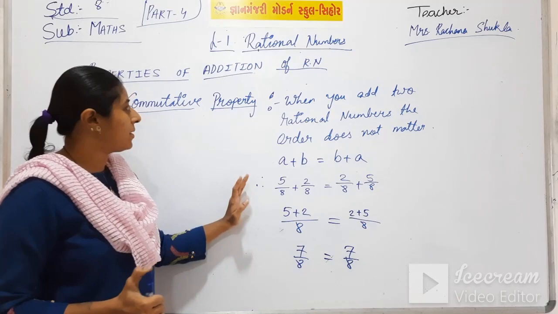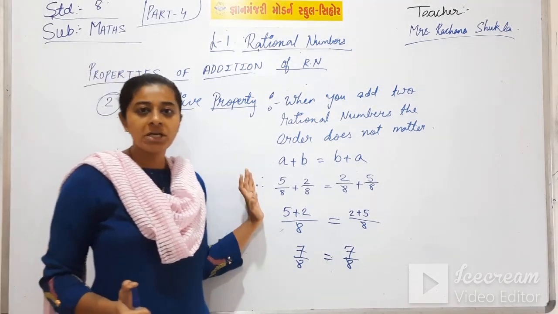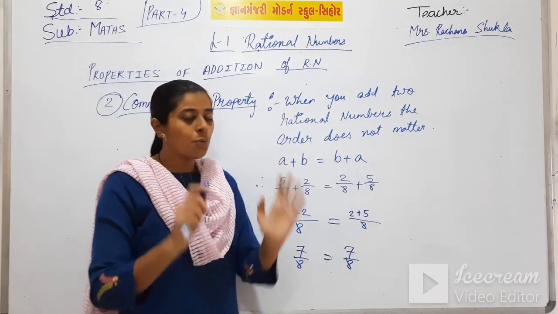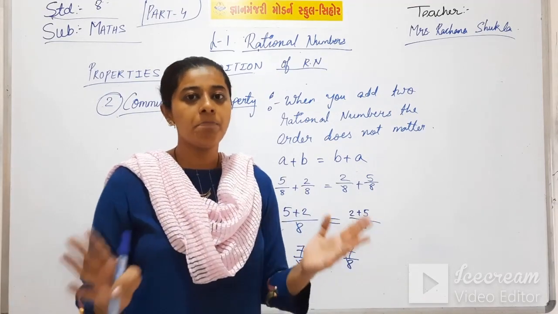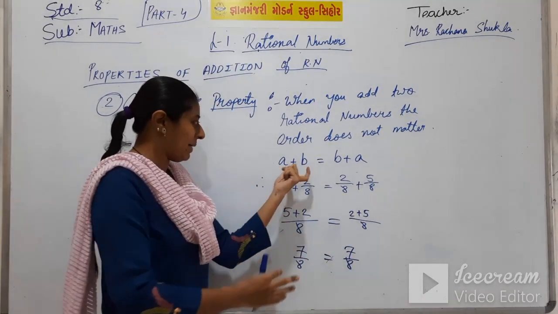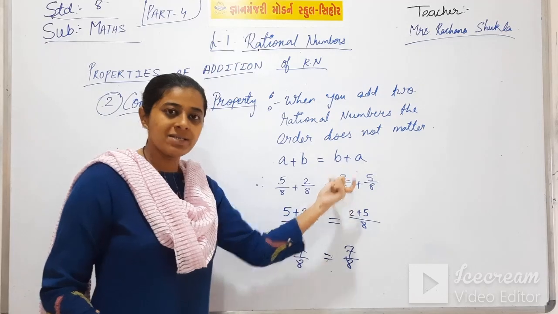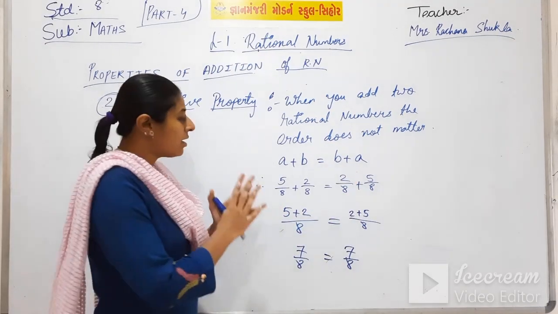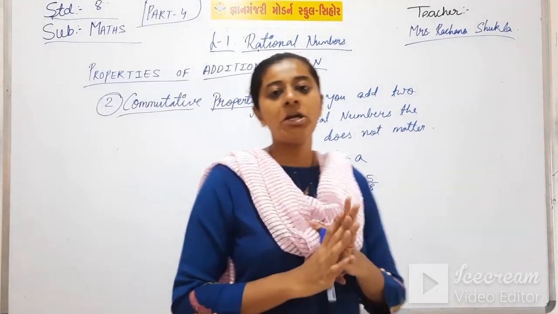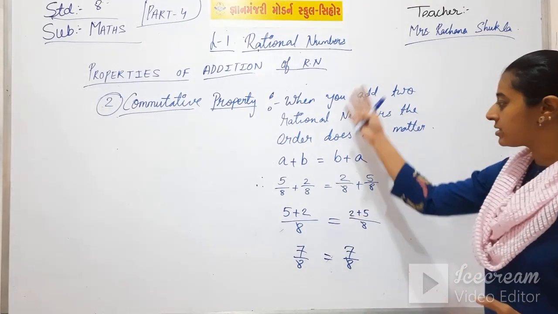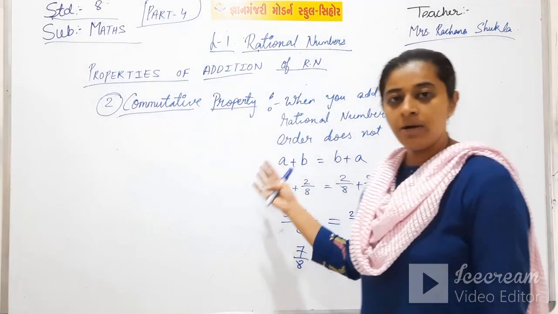So this property is known as commutative property of addition, where the order does not matter. Either you add a plus b or you add b plus a, you will get the same result. This is the commutative property of addition. Please note down these things in your notebook.